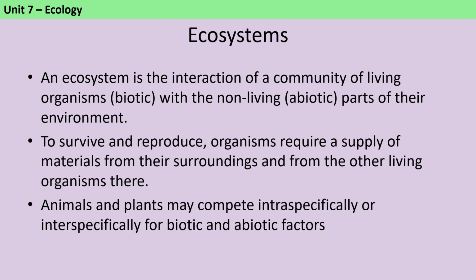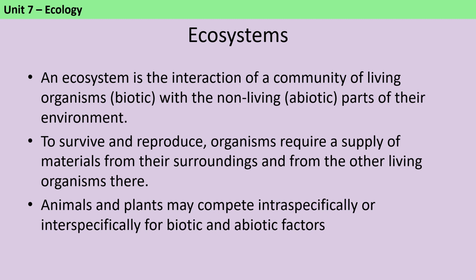The final unit in Paper 2 of Biology is Unit 7, Ecology. An ecosystem is the interaction of a community of living organisms, so the biotic factors, with the non-living or abiotic parts of their environment. In order to survive and reproduce, organisms require a supply of materials from their surroundings and from the other living organisms that are there.